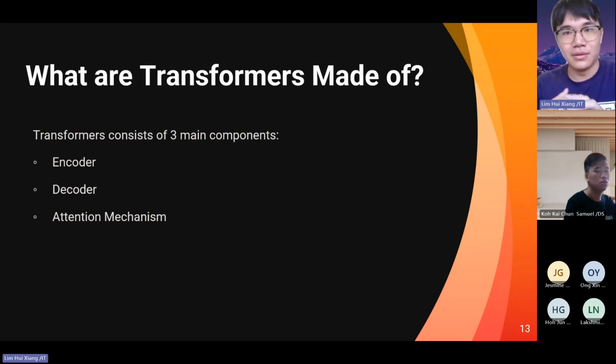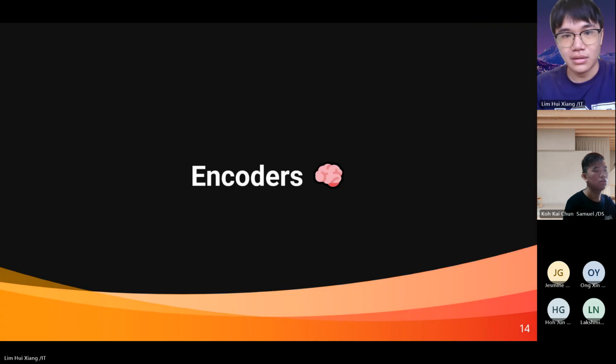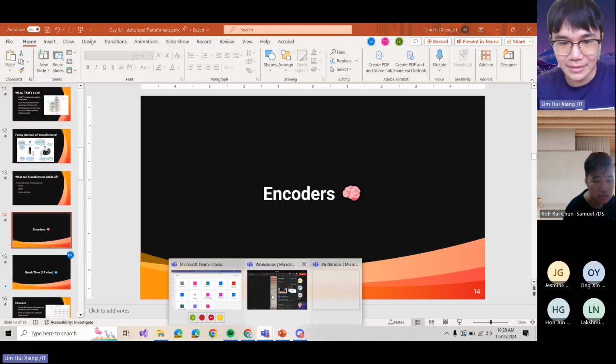Now I'll move on to the simple things that transformers are made of. If you remember what I mentioned just now, it consists of things such as the encoder, decoder, and also the attention mechanism. Now moving on to encoders. Samuel will take over this part for me.